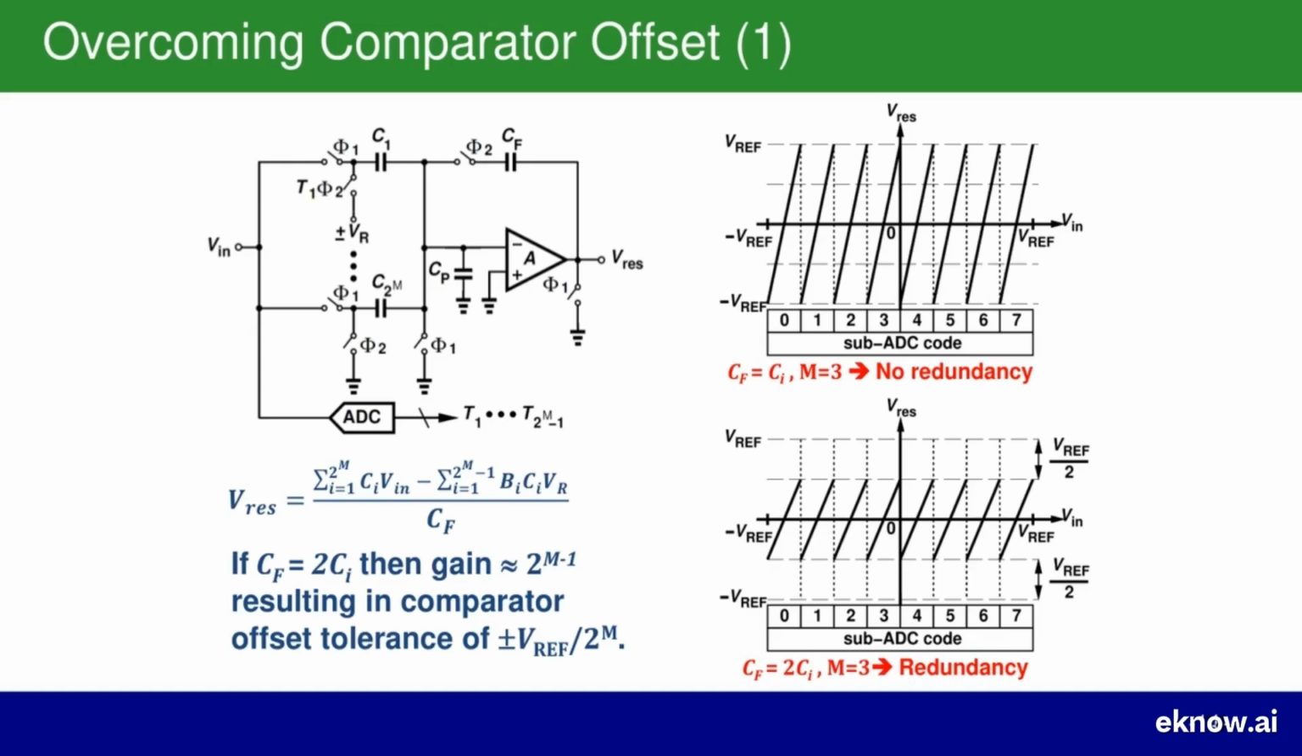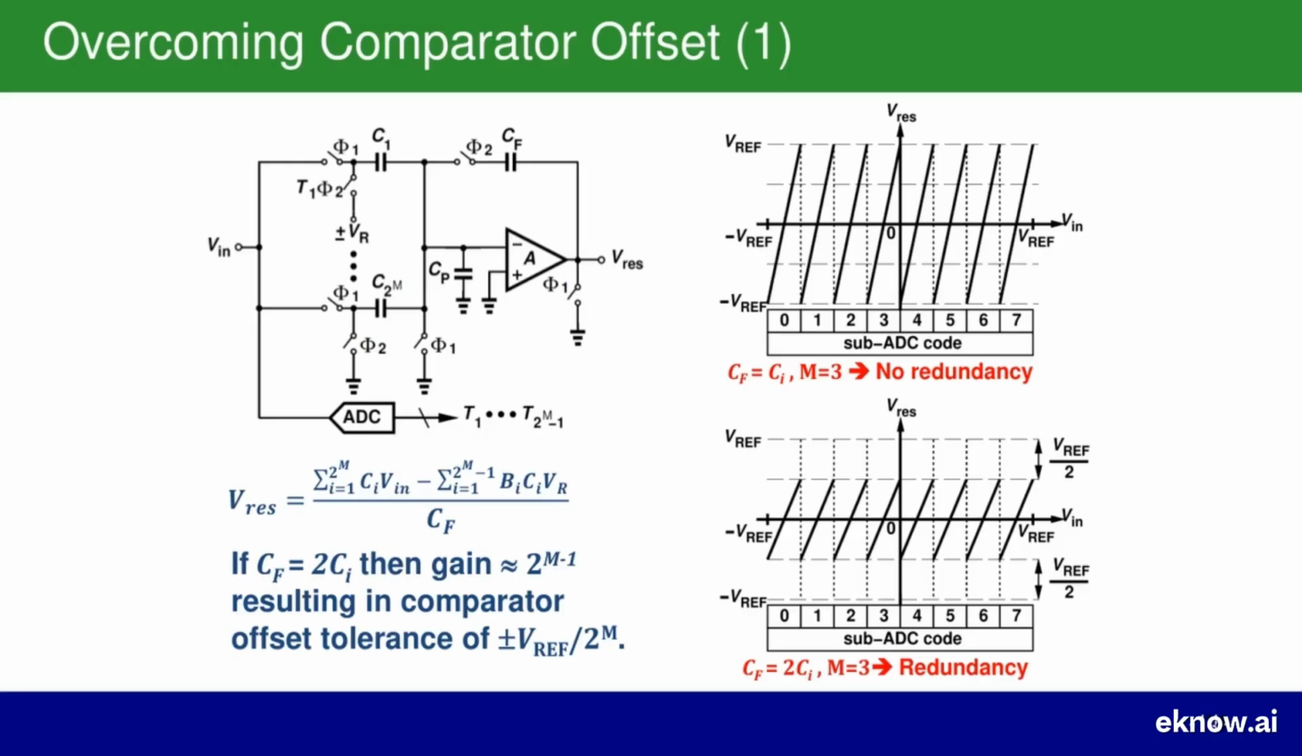How did we achieve this? The key is in changing the capacitor ratio in our ADC circuit. In the first, no redundancy case, the feedback capacitor CF is equal to the input unit capacitor CI. This gives the stage a gain of 2^M. However, in the second case with redundancy, we intentionally make the feedback capacitor twice as large, CF equals 2 CI. This simple change effectively halves the gain of the stage to approximately 2^(M-1).